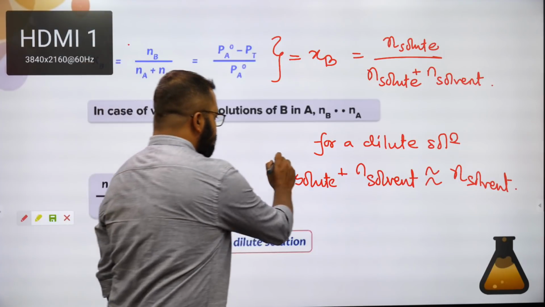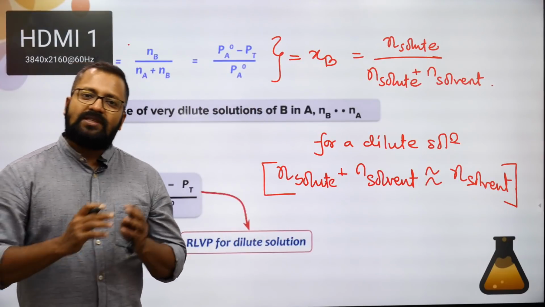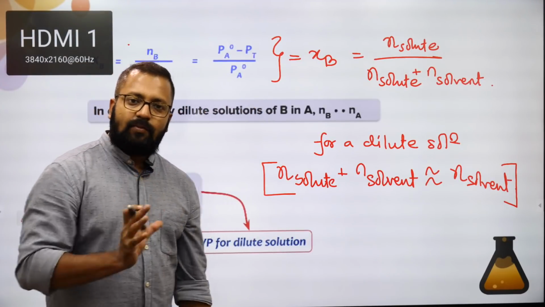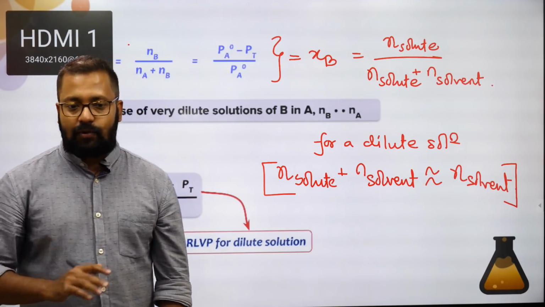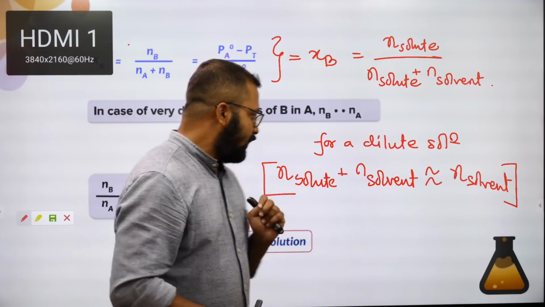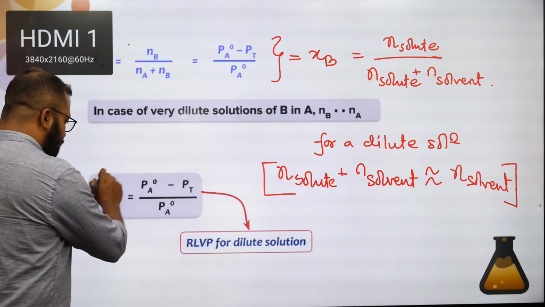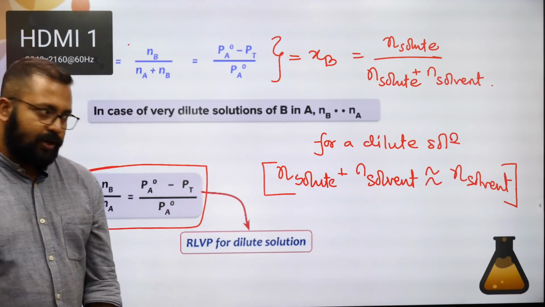So the number of moles of solute plus number of moles of solvent, the sum of that will be almost equal to the number of moles of solvent for a dilute solution. So with this thing in mind, let's try to solve certain questions.